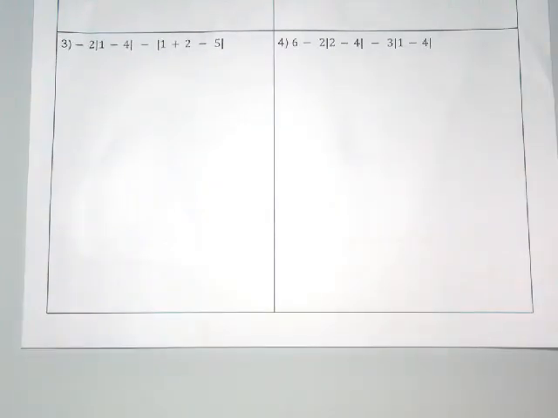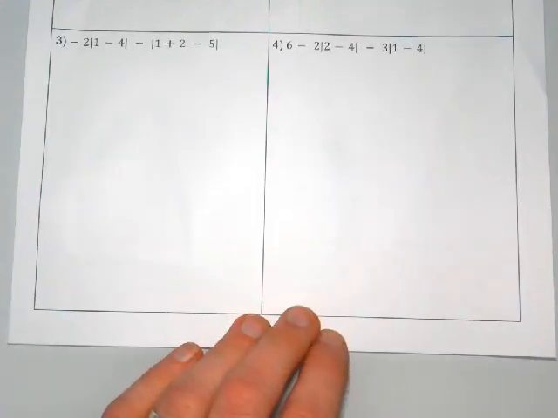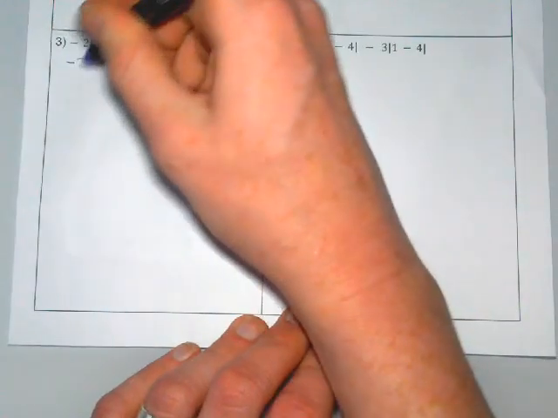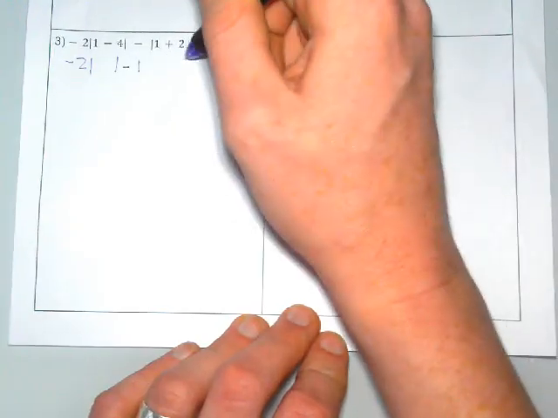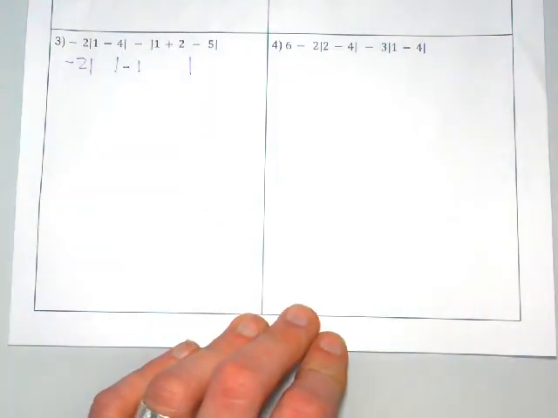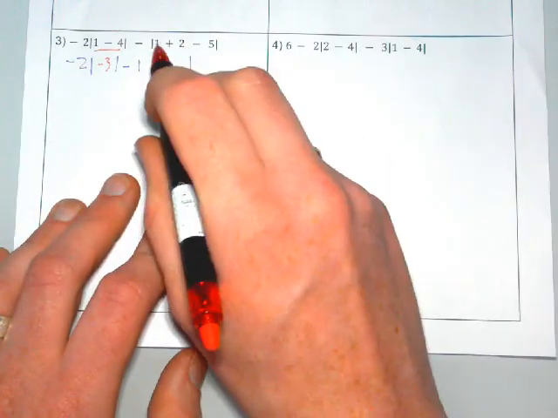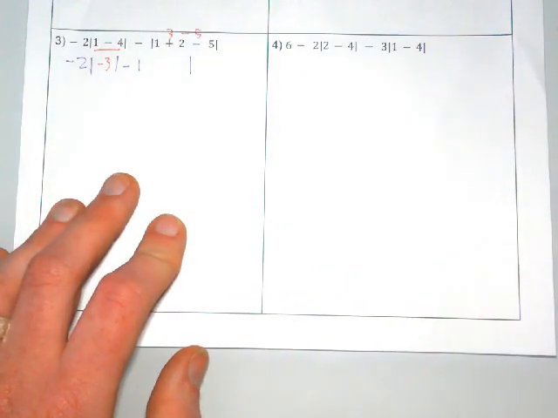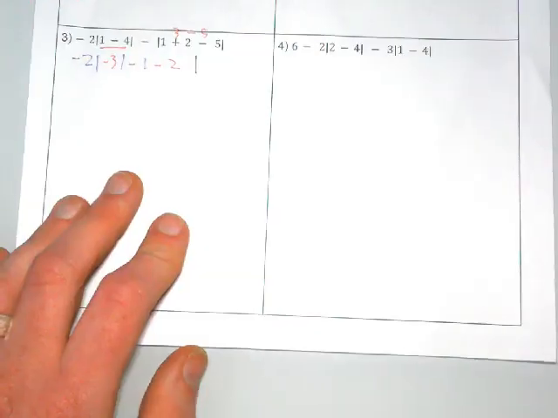On problem number 3, we have negative 2 times the absolute value of 1 minus 4 minus the absolute value of 1 plus 2 minus 5. So again, we need to begin by simplifying our absolute values here. So when I do this, I'm going to rewrite everything outside of my absolute value bars. Inside my absolute value bars here, I have 1 minus 4, which is going to give me a negative 3. And here, I have 1 plus 2, which is 3, minus 5 is going to give me a negative 2 inside my absolute value bar. Please remember, for addition and subtraction, we always go left to right.